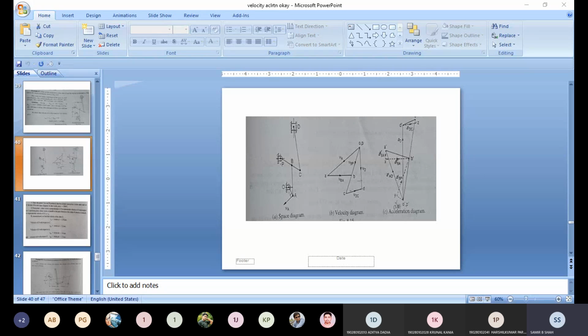Now from point P dash, draw vector P dash y parallel to PB to represent the radial component of the acceleration of B with respect to P.